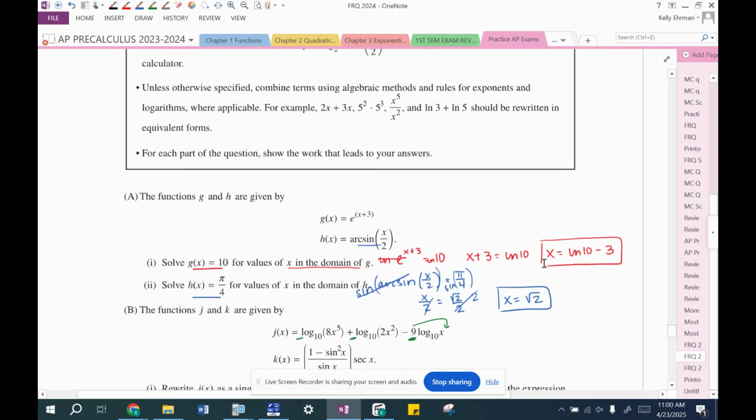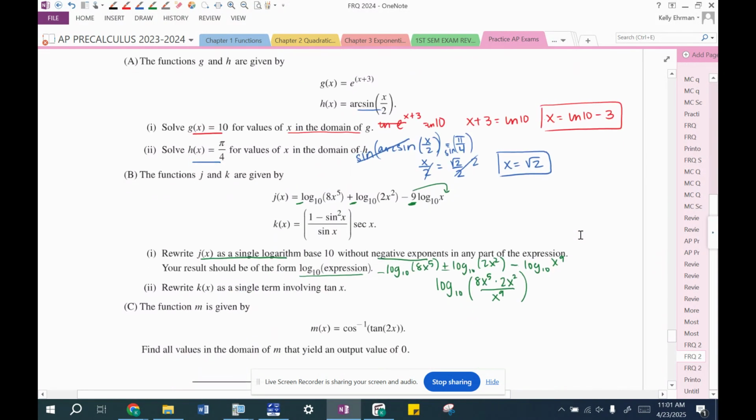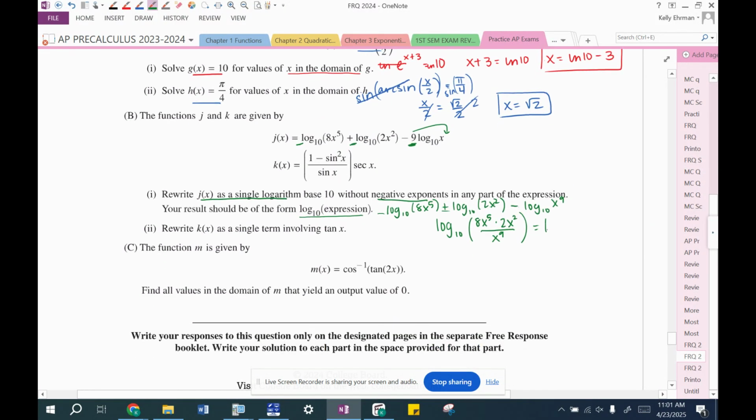And then you have to simplify this. They tell us that up here: unless otherwise specified, combine terms using algebraic methods for things like this. So you have to simplify. So this is log base 10 of 16, 8 times 2. Add your exponents, x to the 7th over x to the 9th. So x to the 7th over x to the 9th leaves you with x squared in the denominator. So this is how far you have to simplify that.